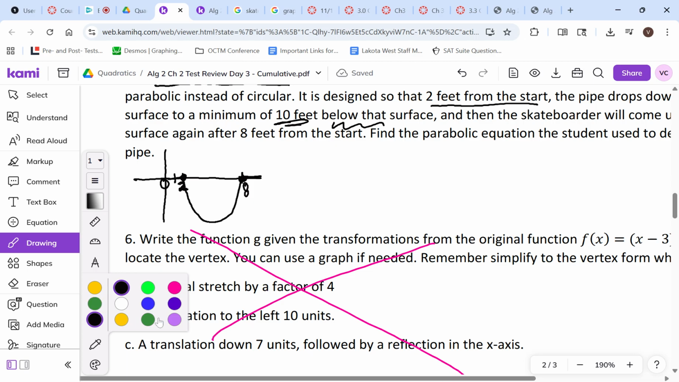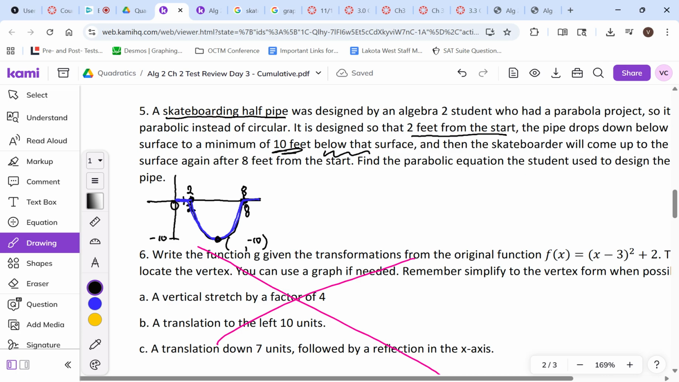So here I'm going to put it in some color so maybe you can see it a little bit better. But that's the shape of the half pipe. All right, where 2 is right here and 8 is right there. It does say that it goes to a minimum of 10 feet below the surface. When we talk about mins, we're talking about vertex. And so if it's 10 feet below the surface, that's going to be at a negative value. So there's a little hint on number 5.